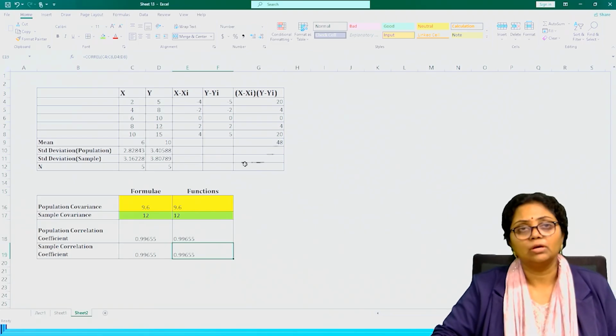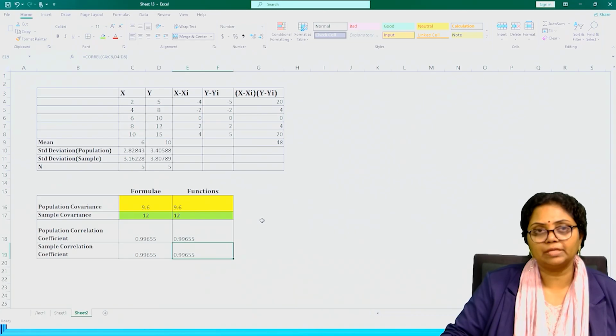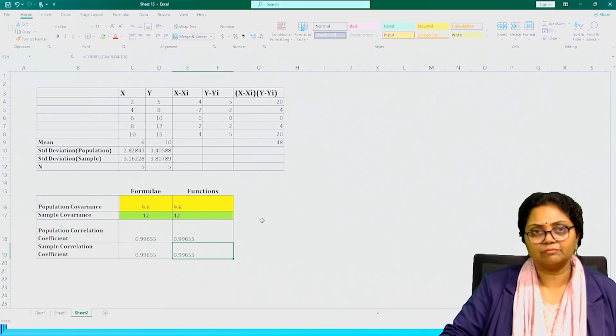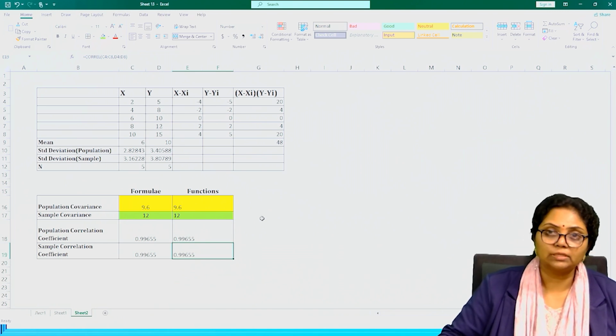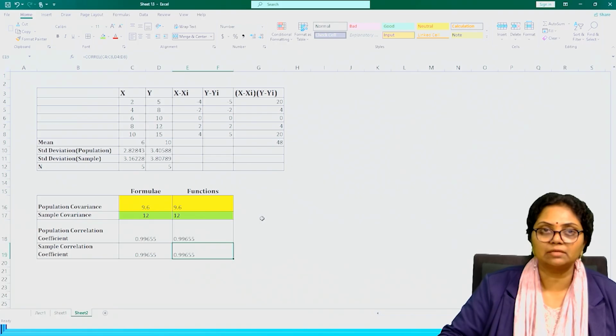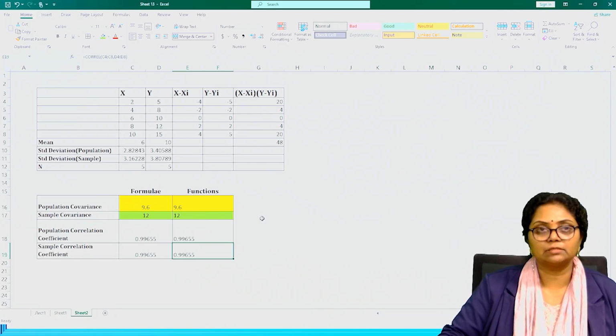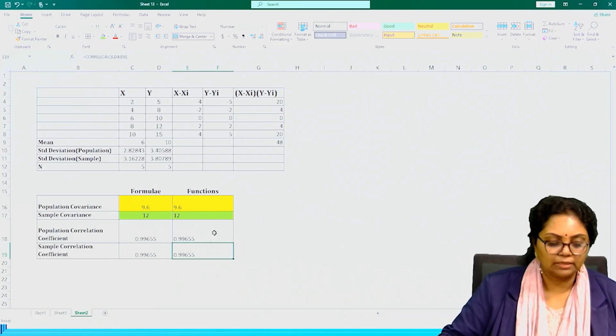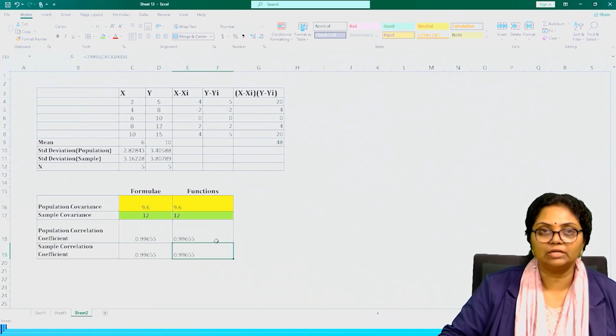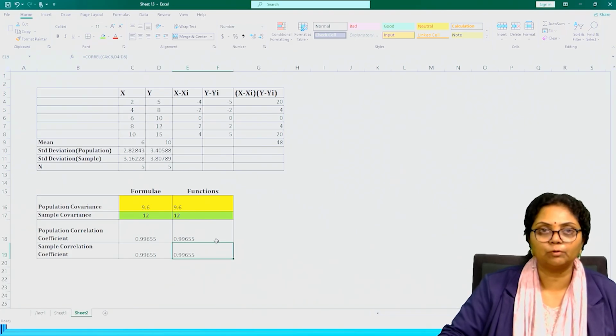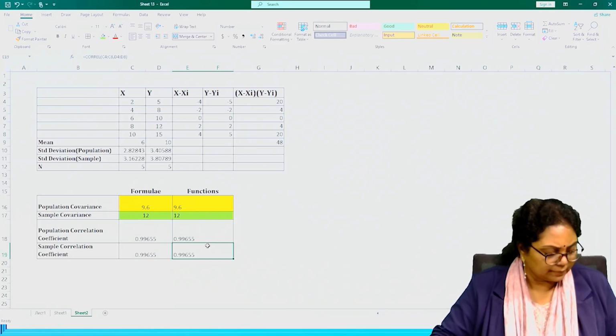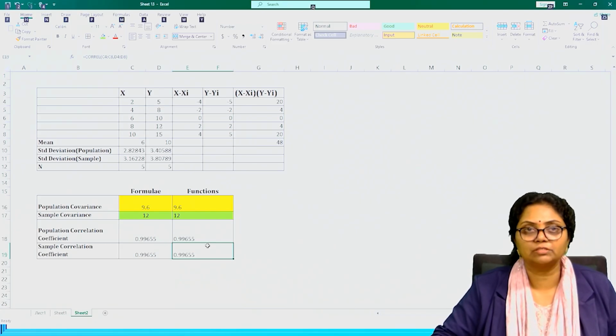So this is how we are going to find out population covariance and sample covariance in Excel using formula and also using functions. And in a similar way we can also find out population correlation quotient and sample correlation quotient. Both are the same, meaning we would be getting the same result, whether it is with respect to population or whether it is with respect to sample. And that's the reason in Excel we have only one default function. We are not having separate ones with respect to population and sample. So we only have one function, that is CORREL.